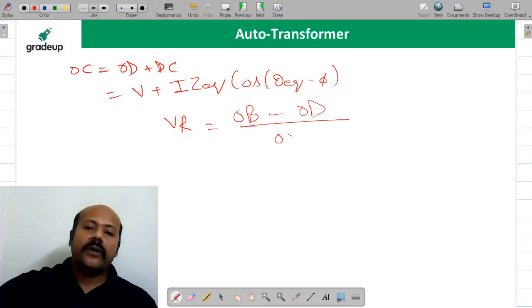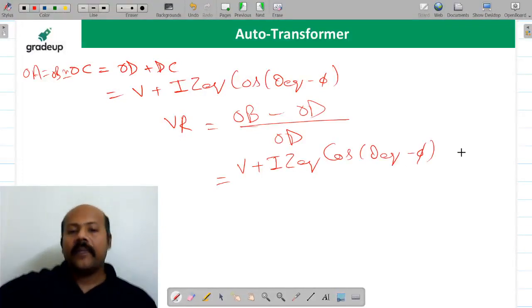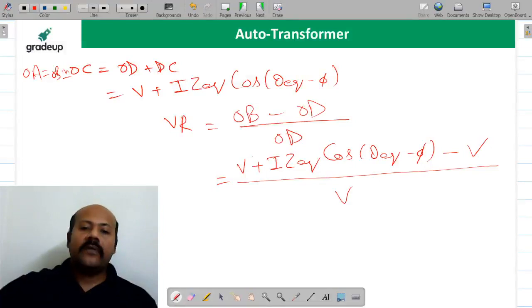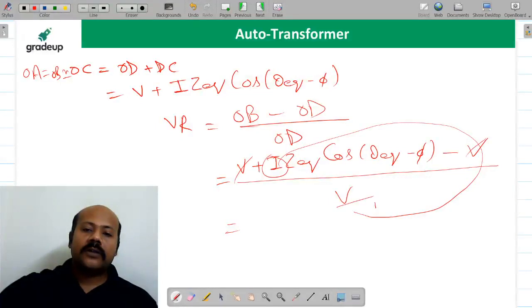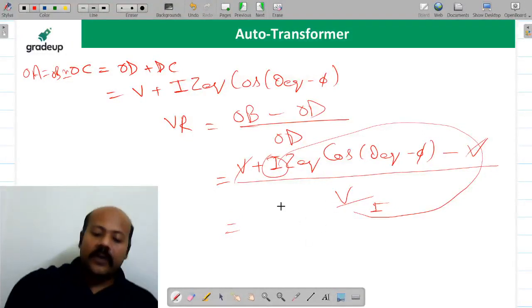So what is OB? You tell me. OB is approximately equal to OC. OD is nothing but V. So this is going to be V plus IZ equivalent cos of theta equivalent minus phi, minus OD. What is OD? OD is V. And this is divided by V. Now V is going to be cancelled. Now you keep this I below this V. Yes or no? So this is going to be Z base.